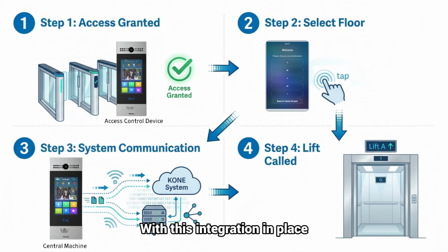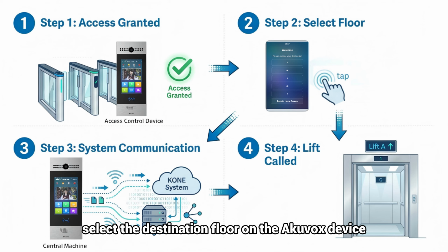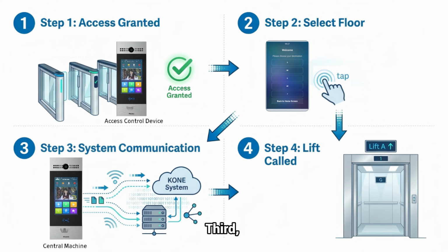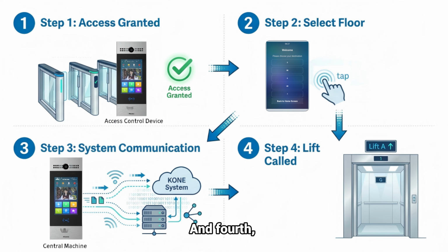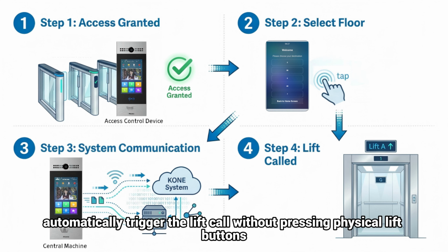With this integration in place, authorized users can: first, open the turnstile using their credential. Second, select the destination floor on the Akuvox device. Third, see on-screen guidance showing which lift to take. And fourth, automatically trigger the lift call without pressing physical lift buttons.